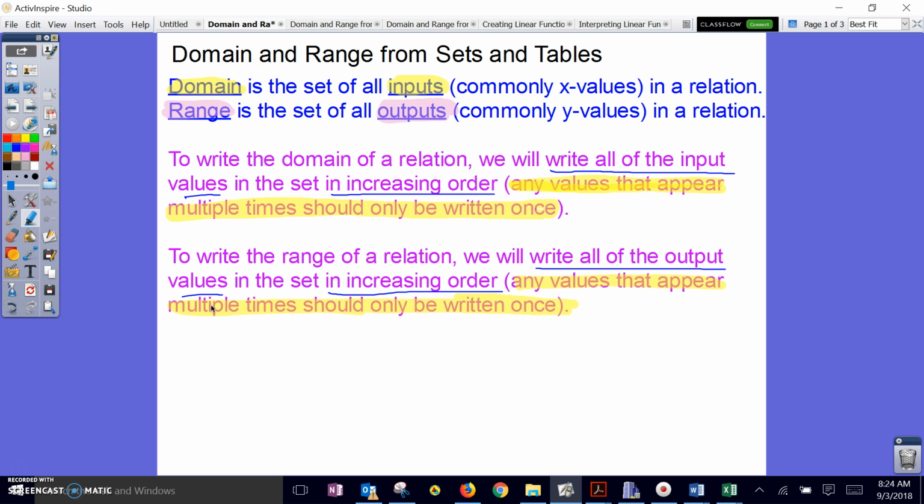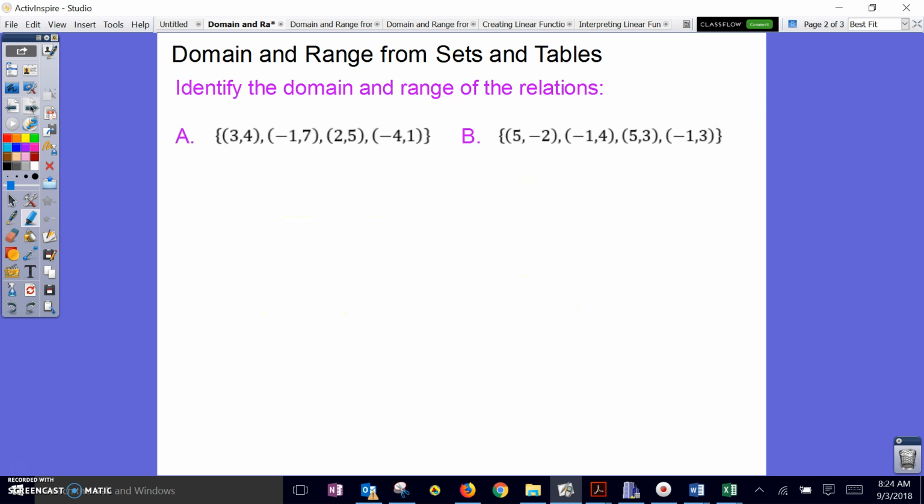So let's go ahead and look at this. First we'll look at some sets. We're going to identify the domain and the range of these relations and write them. So the first thing I'm going to do, I'm going to identify the domain. And I'm going to clearly label it so that everybody knows this is the domain and not the range. And so in order to write this, I'm going to look at all of the inputs, the x coordinates in each of these points. So I look at these x values. I've got 3, -1, 2, -4. None of the values appear more than once. So I'm just going to write them in increasing order from smallest to biggest. The smallest one is -4, and then -1. And then 2, and then 3. And that is our domain.